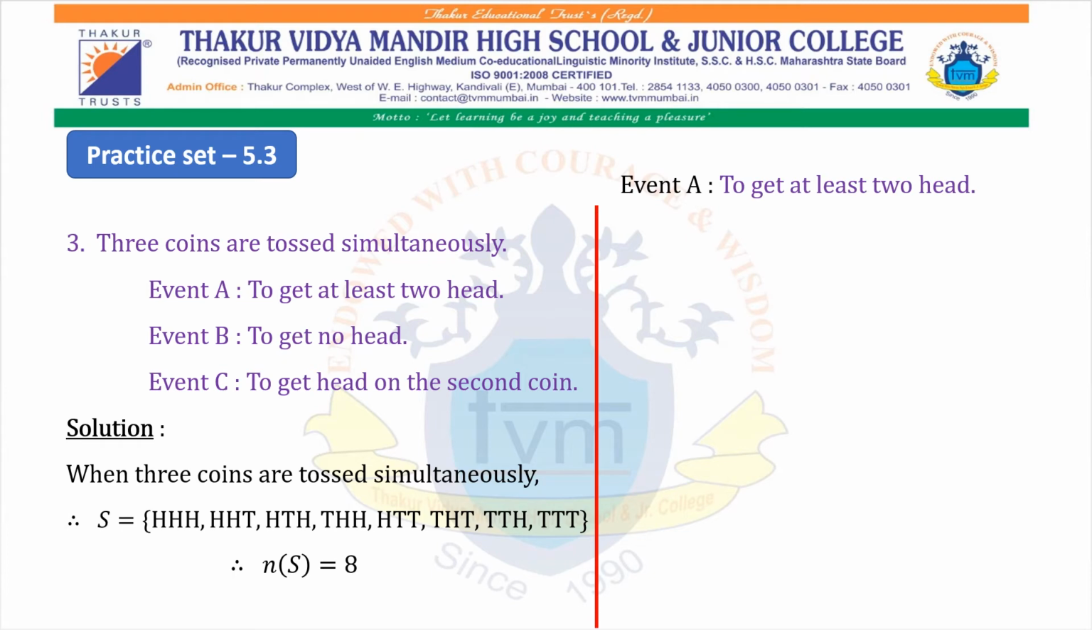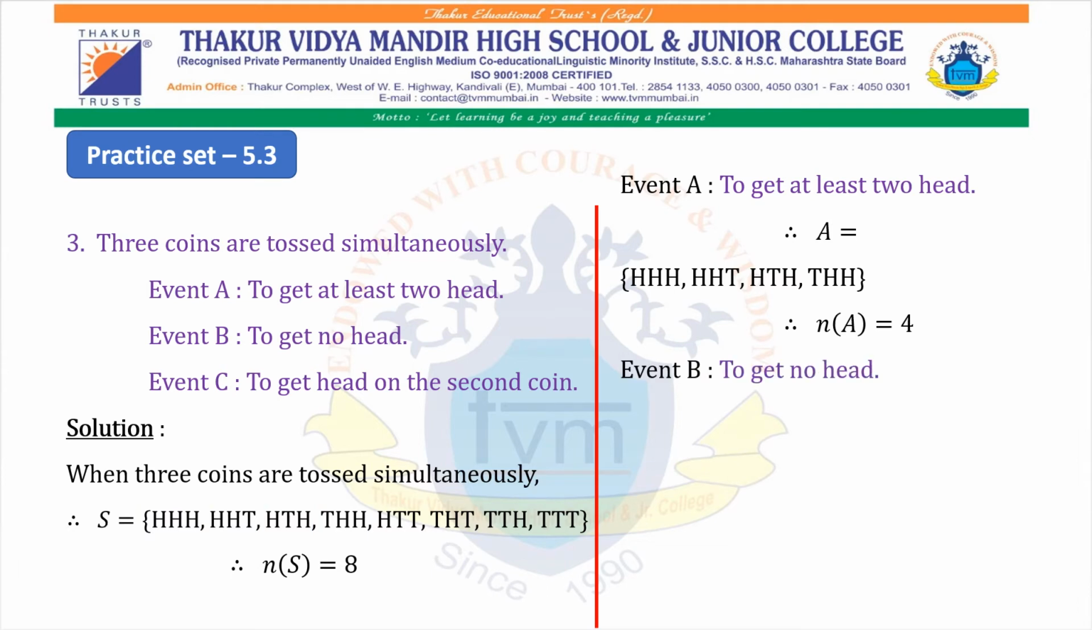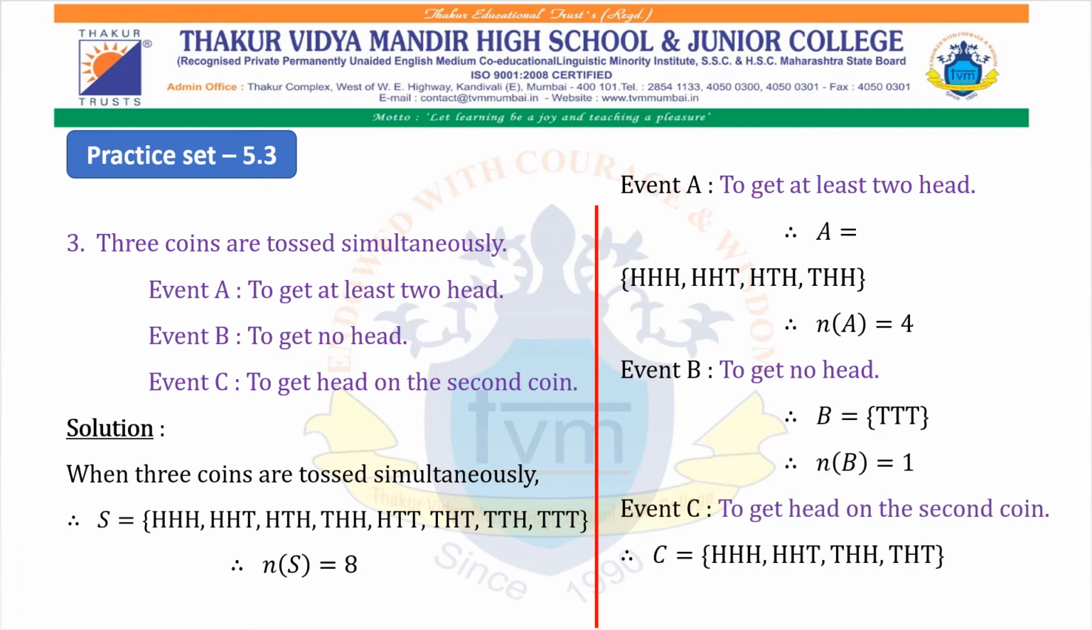Event A, to get at least 2 heads. Therefore, A = {HHH, HHT, HTH, THH}. Therefore, n(A) = 4. Event B, to get no head. Therefore, B = {TTT}. Therefore, n(B) = 1. Event C, to get head on the second coin. Therefore, C = {HHH, HHT, THH, THT}. Therefore, n(C) = 4.